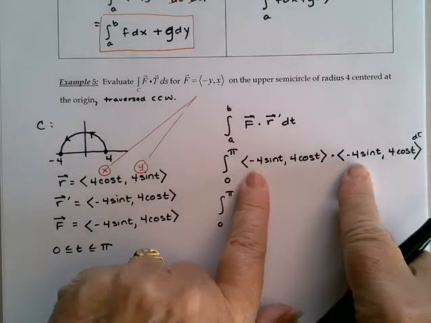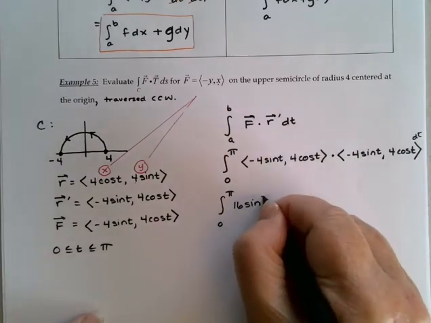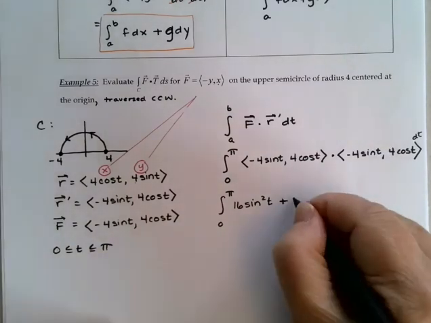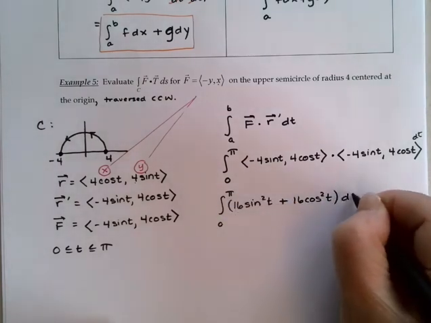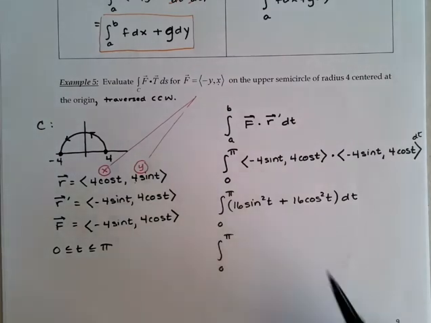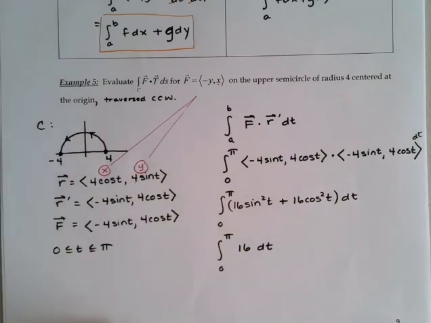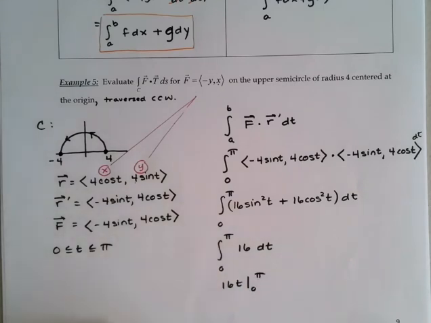And doing the dot product, I would have 16 sine squared t plus 16 cos squared t dt, which of course is a beautiful trig identity. If I factor out the 16, I would just have sine squared plus cos squared, which is 1. So that's just 16. Integral is 16t from 0 to pi, giving me an answer of 16 pi.